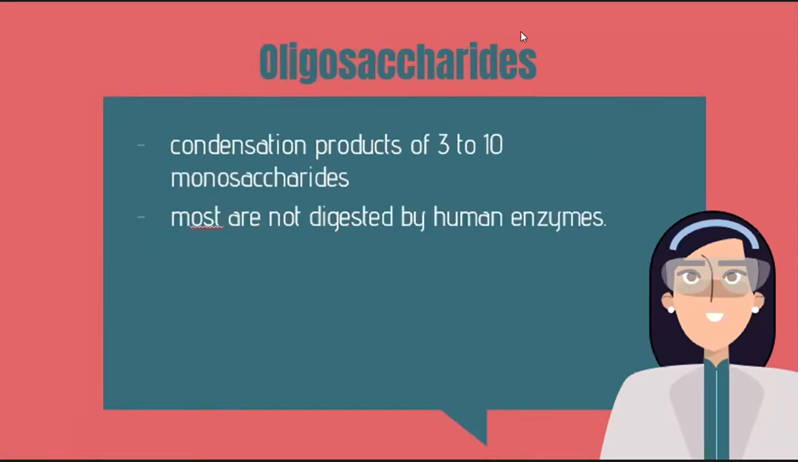So let's go to oligosaccharides. Your oligosaccharides are condensation products of at least 3 up to 10 monosaccharides. So if you add monosaccharide with another monosaccharide, at least 3 of them, you call it now an oligosaccharide. And then if you add more, up to 10, still under the term oligosaccharide. But there are some who say that even the disaccharide can be a part of an oligosaccharide because it has a few sugar components. Okay, but then again, just for the purposes of clarification, disaccharide is just di. So oligosaccharide is 3 to 10. It is a condensed product of 3 to 10 monosaccharides, and most are not digested by human enzymes.